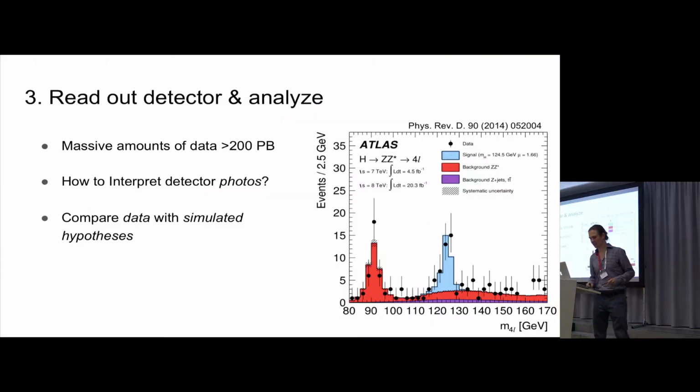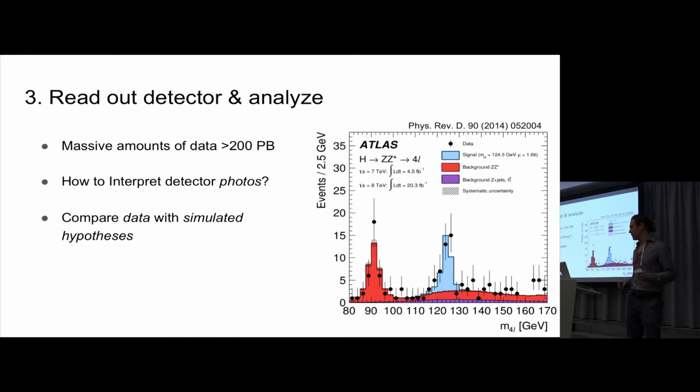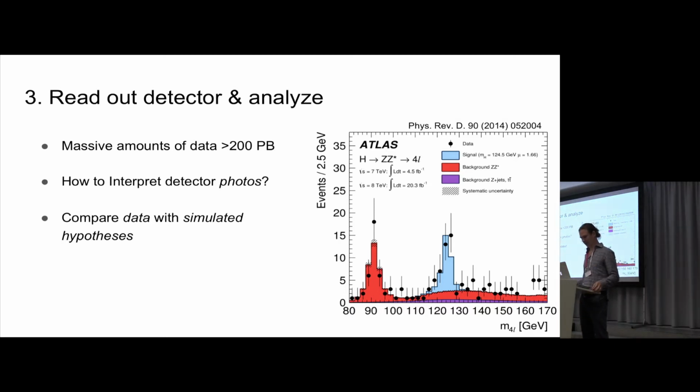Now, what do we do with them? We read out the information, and then we try to analyze what we observe. So we have to somehow interpret these photos. And it's very difficult from first principles to predict what we expect to see. So what we need is simulation to compare our data, in this case the black points, with, for example, a hypothesis to have only some background and to have here, for example, a peak, which resulted in 2012 in the Higgs discovery.